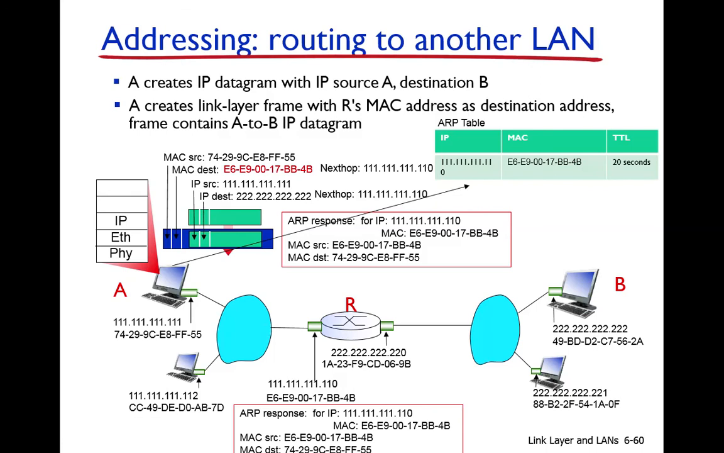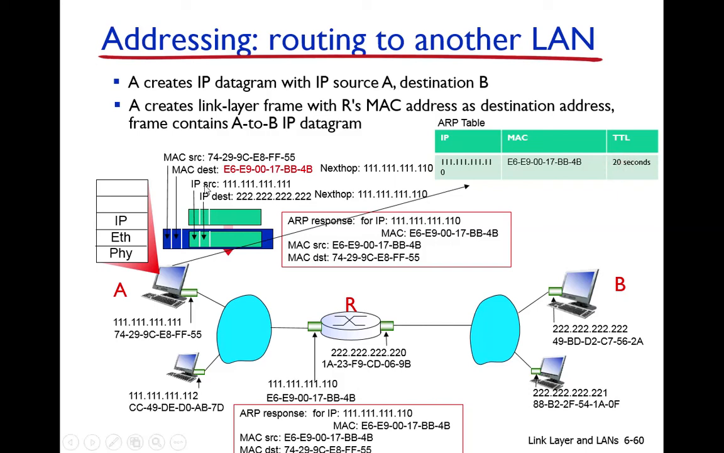But one more thing: when this ARP message is received, one copy of this ARP response will be stored in the ARP table. So the ARP table contains that for IP address 111.111.111.110, its MAC address is this one. It will be stored, and its time will be stored, that it is valid for 20 seconds.